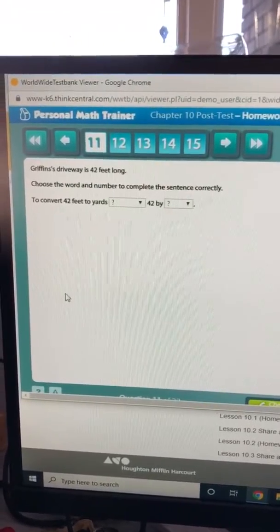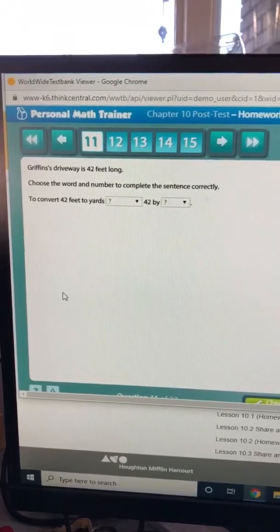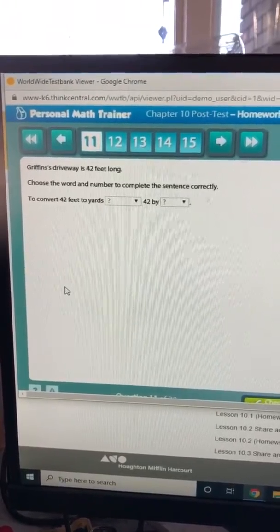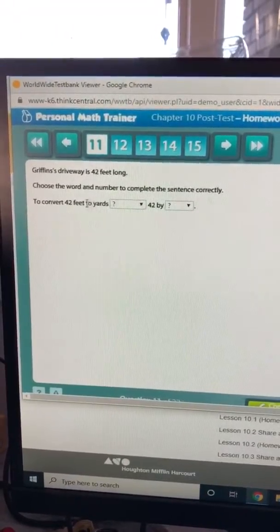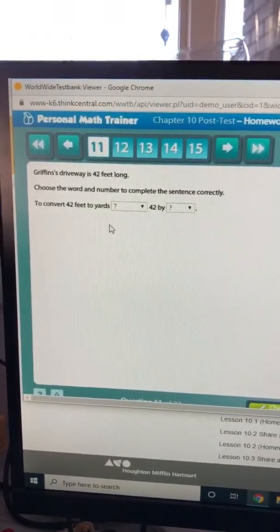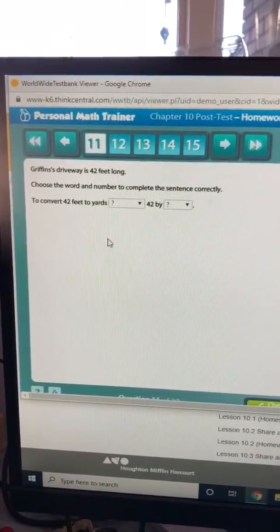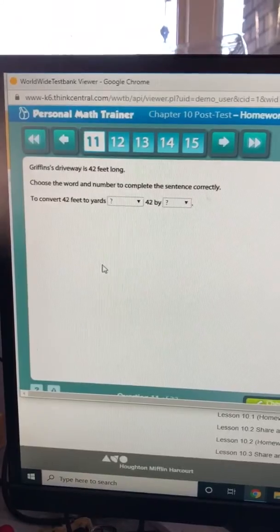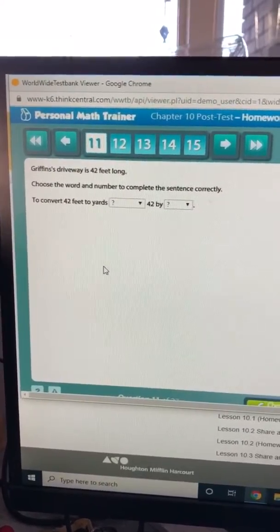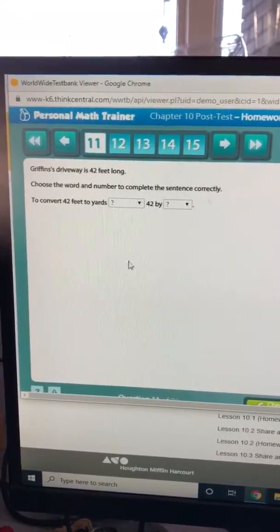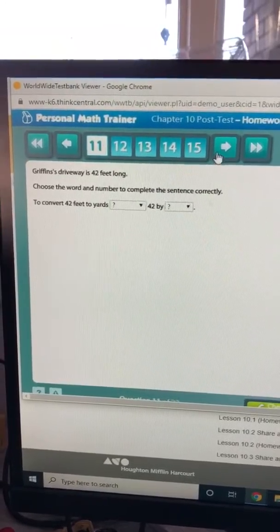A driveway that's 42 feet long. Use the word and number to complete the sentence correctly. 42 feet to yards. Okay. How many feet are in 1 yard? 3. 3 feet are in 1 yard. So you should be able to convert that pretty easily.